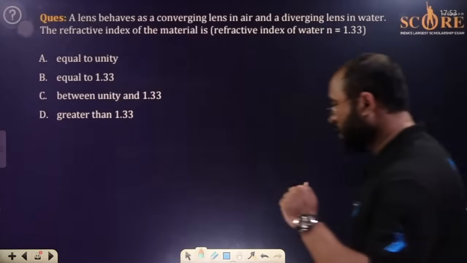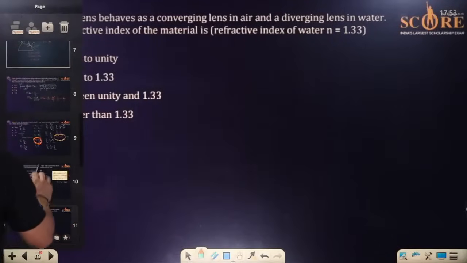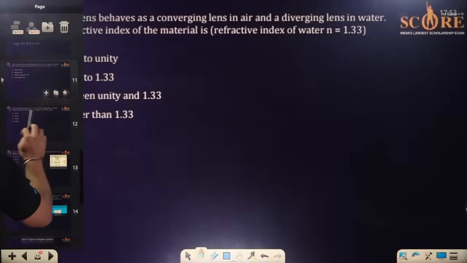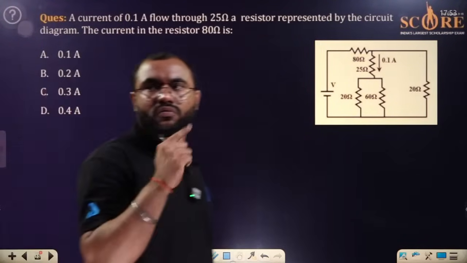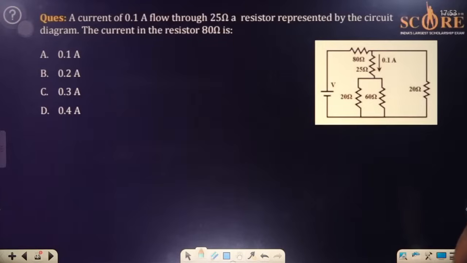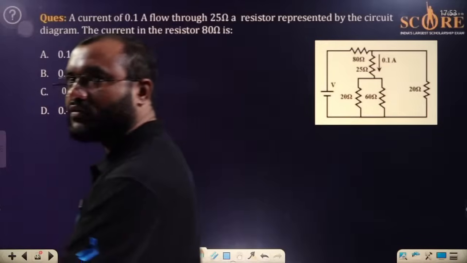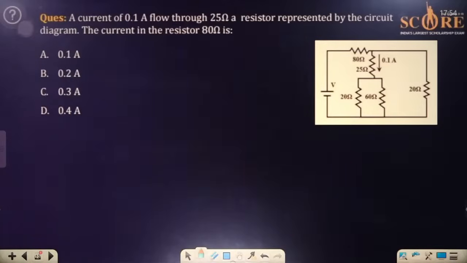Or before getting into this, there was one more electrical question. This. Solve this. This is one more electrical question. Please solve this. Solve this, people. Chalo, let me help you out with this.